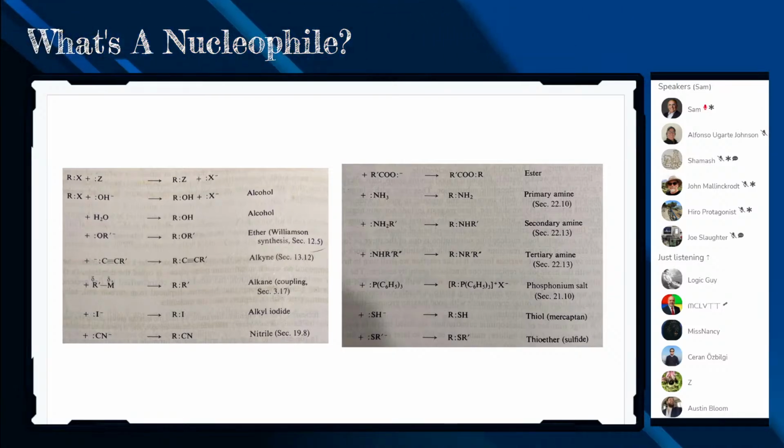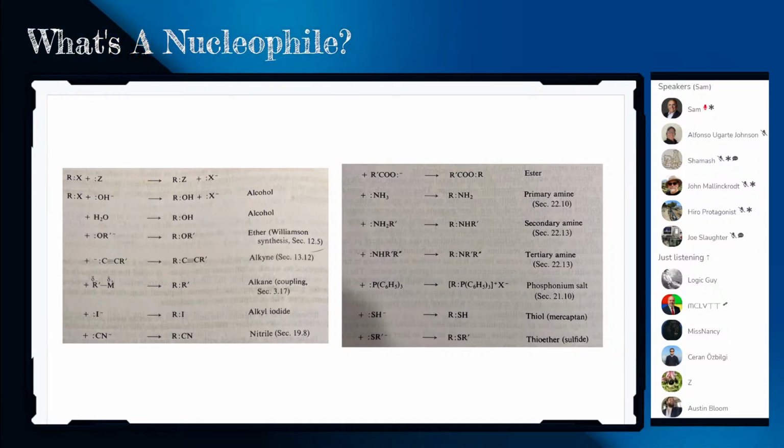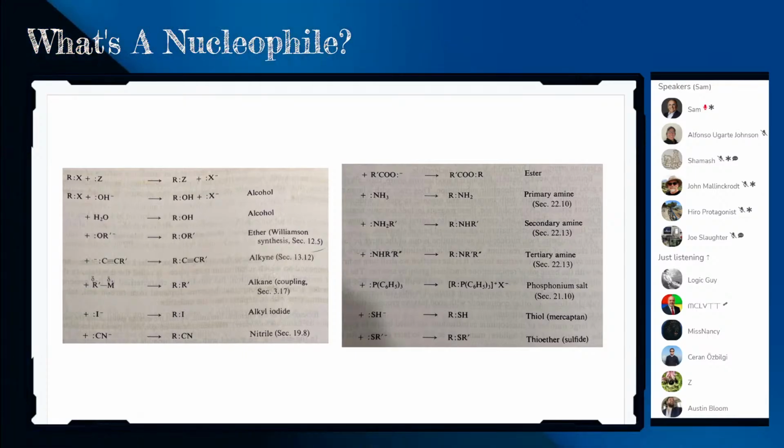Sam, I'm looking at that table and I see neutral molecules being nucleophiles, and I see negative ions being nucleophiles. I'm guessing there are no positive ions that are nucleophiles as well, is there? I'm not going to say no because I don't know, but I don't recall having seen a positive ion being a nucleophile.